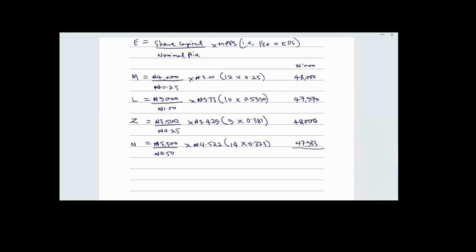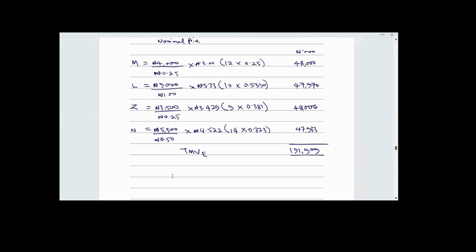So I will add up all of this. Okay. Bring out your calculator. Let's do it together. Plus 48,006 plus 47,970 plus 48 equals 191,909. So this represents the total market value of equity of the proxy company.